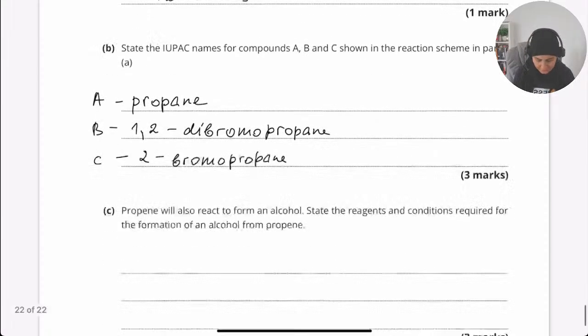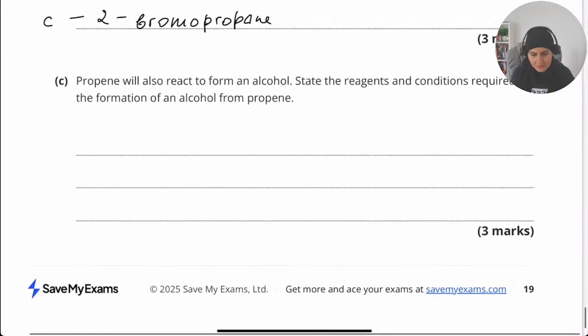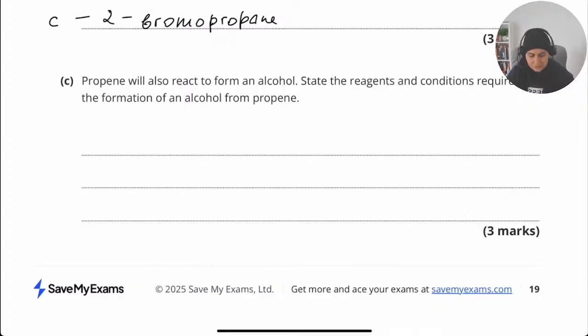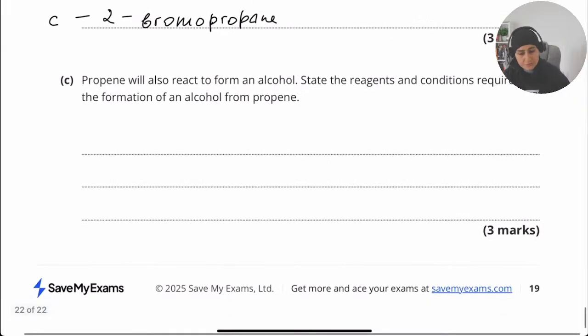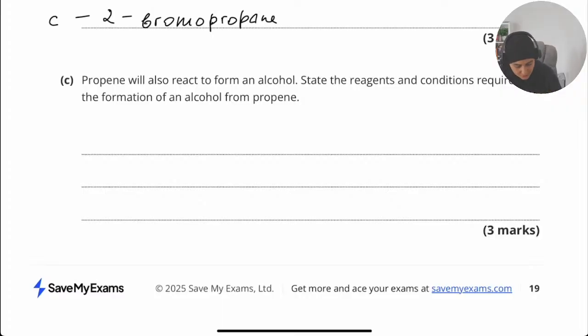And the last question, propene will also react to form an alcohol. State the reagents and conditions required for the formation of alcohol from propene. That's acid catalyzed addition, so we don't even need the reaction. We know the conditions of the reaction. It's water vapor, and the catalyst would be concentrated sulfuric or phosphoric acid.